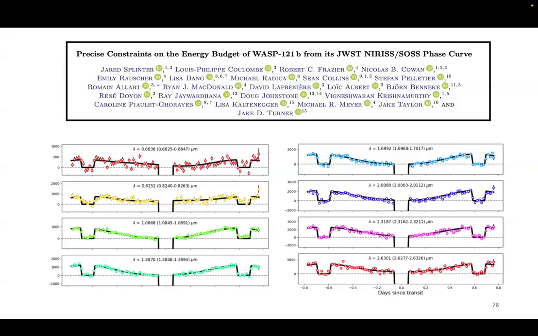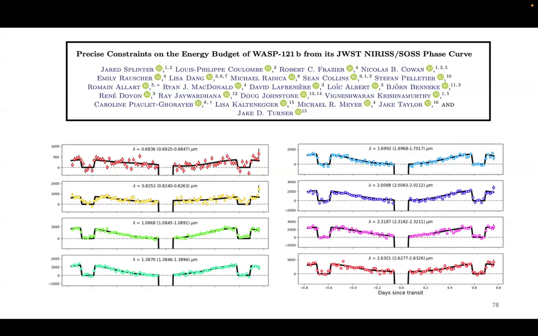So in the original paper by Jared Splinter, they split up the data into these 8 bins, and they measured the planet transit depths at each of these bins, and they measured the phase curve, and they were able to use that to do an atmospheric retrieval to measure the atmosphere based on the wavelength-dependent transit depth. But what we wanted to do is use these individual wavelength bins to try and measure the amplitude of the granulation in each of these wavelength bins to see if it's different at different wavelengths.